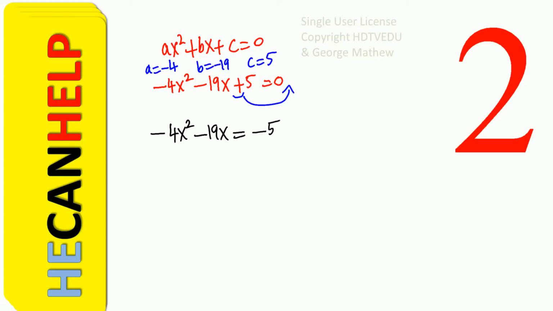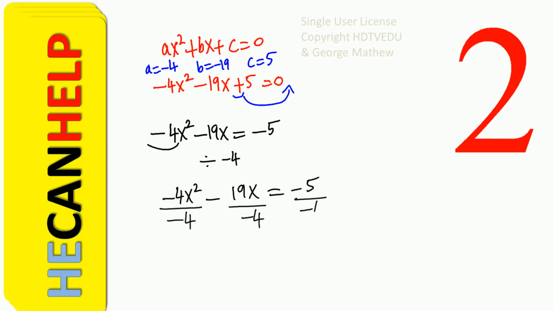The coefficient of x squared is negative 4. So we have to make it into 1. So how do we do that? Divide throughout by negative 4. So you have negative 4x squared minus 19x equals negative 5. Divide throughout by negative 4. So what do we get?